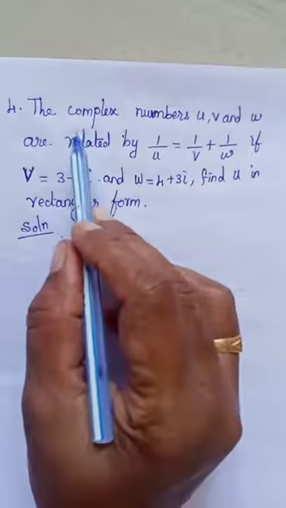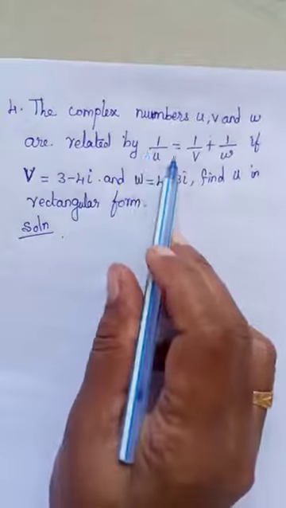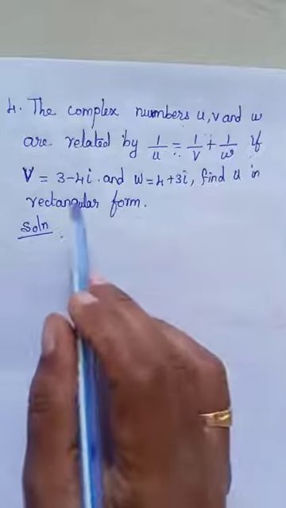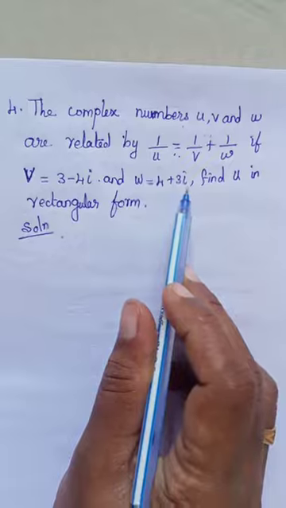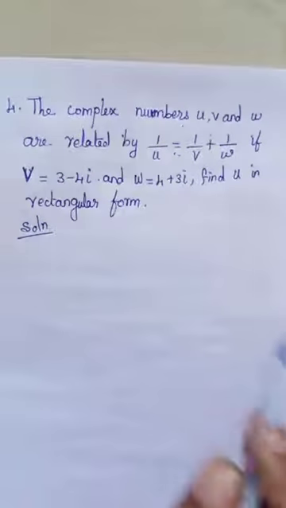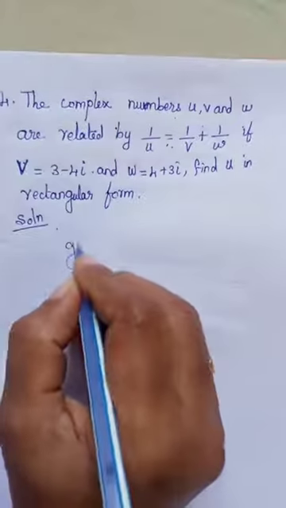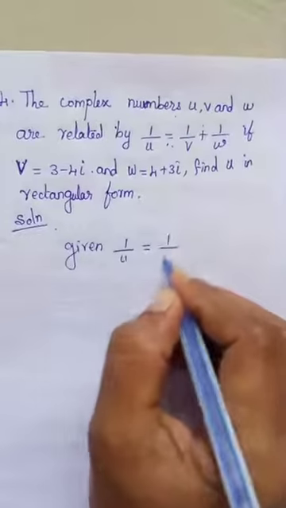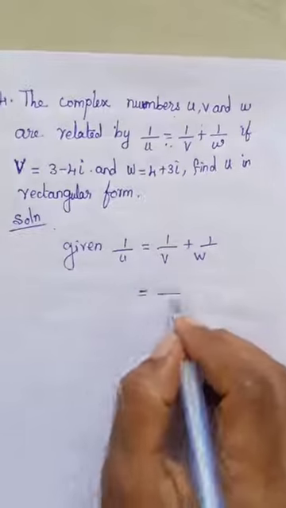Now problem number 4. The complex numbers u, v and w are related by 1 by u equal to 1 by v plus 1 by w. If v equal to 3 minus 4i and w is equal to 4 plus 3i, find u in the rectangular form. We have to find out the value of u. See, what is given? 1 by u is equal to 1 by v plus 1 by w. So from this we can find it out.